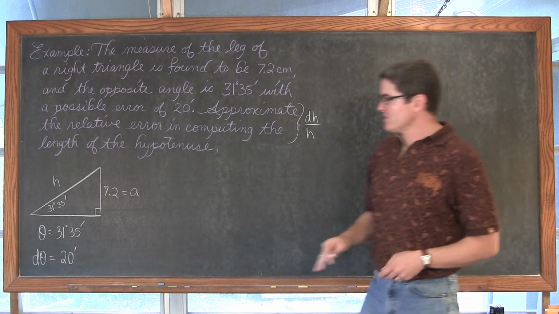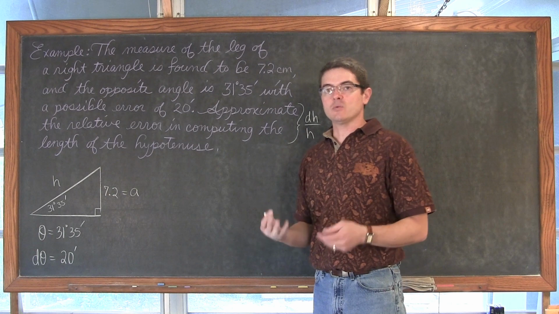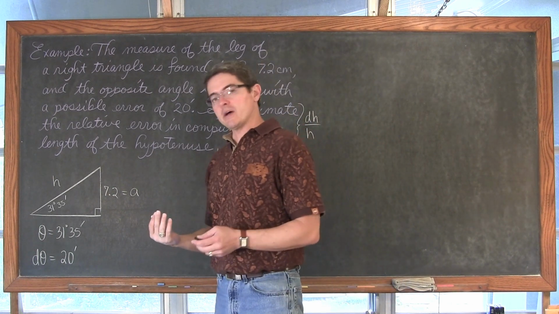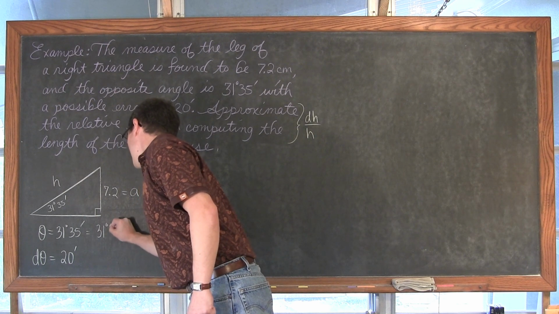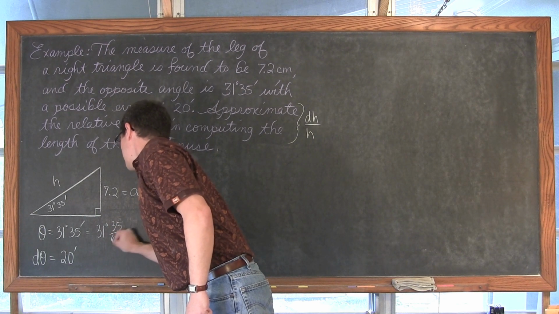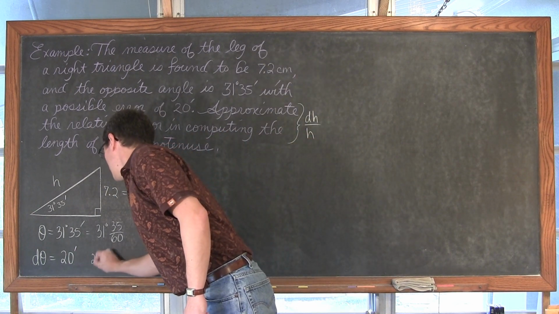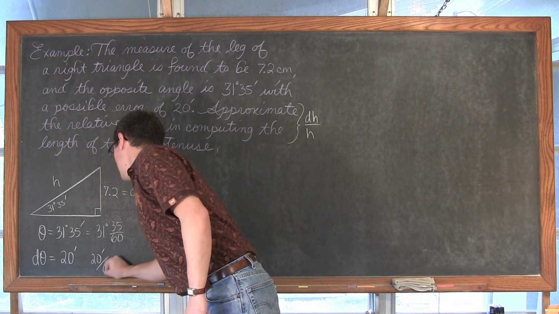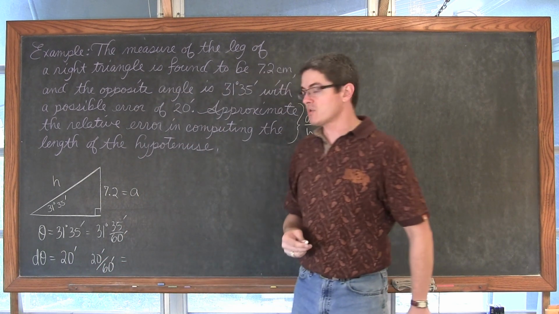Okay, well, if you'd like to turn your minutes into a decimal form to make it a little bit easier with your calculator, then you're going to want to divide those by 60. So this is going to be equal to 31 degrees and 35 over 60. We'll come up with a decimal of that in a second. And this is going to be 20 minutes over 60 to turn that into a decimal.